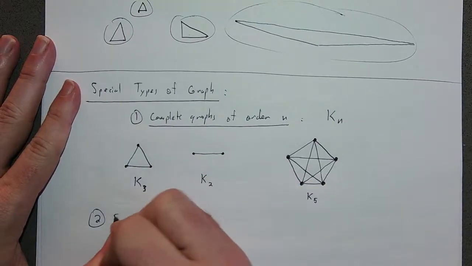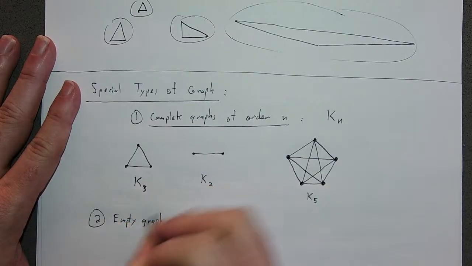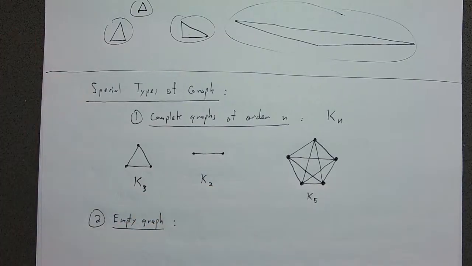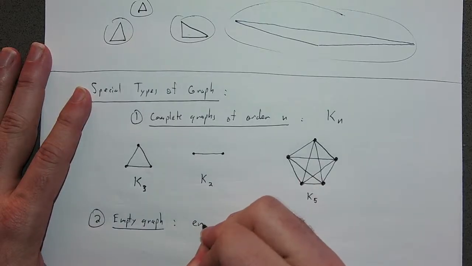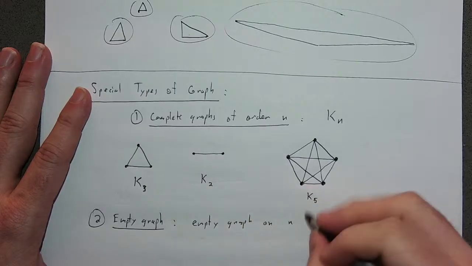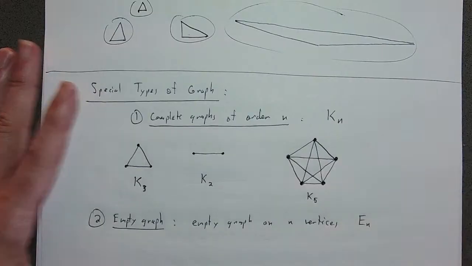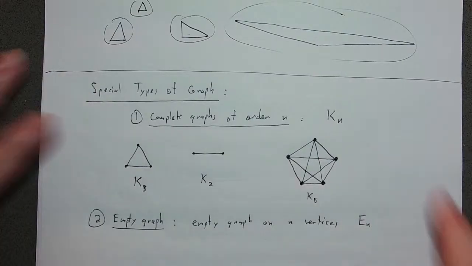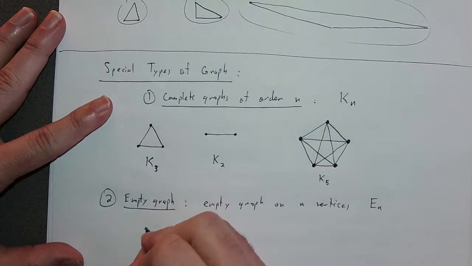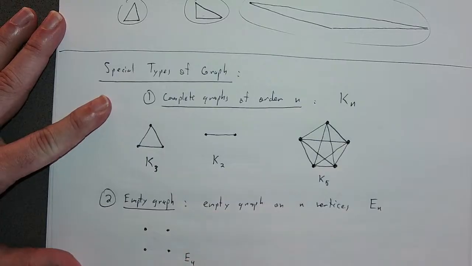This is known as an empty graph. What about an empty graph of order n? So empty graph on n vertices. We'll label that as E sub n. Here's the empty graph on 4 vertices. Again, this doesn't need to be a square, but you get it.